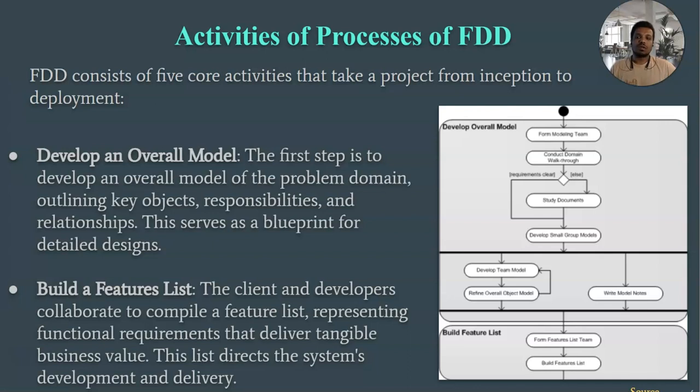Number 2. Build a features list. The client and developers collaborate to compile a feature list representing functional requirements that deliver tangible business value. This list directs the system's development and delivery. The client and developers work together to build a list of features the system needs to have. Each feature represents a functional requirement that provides real business value to the client or end user. The features list guides the future development and delivery of the system.